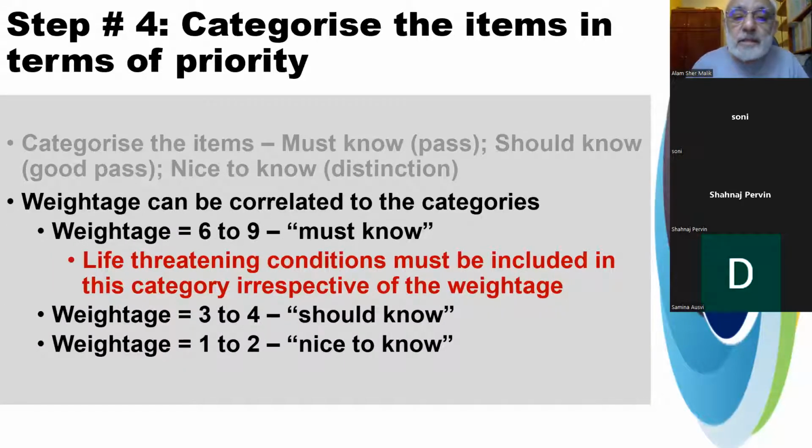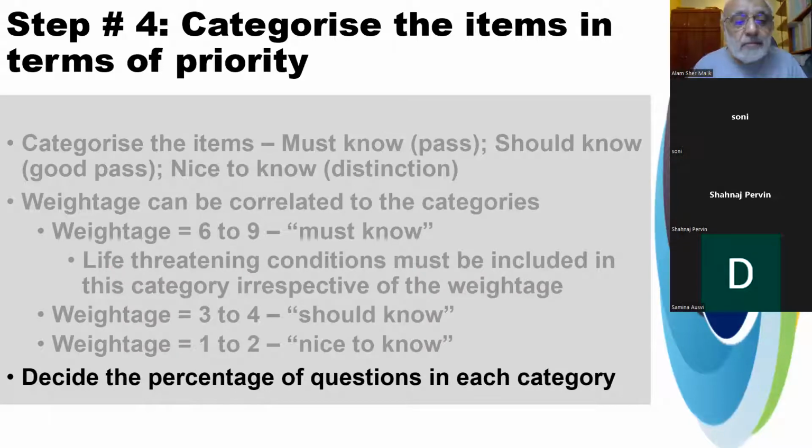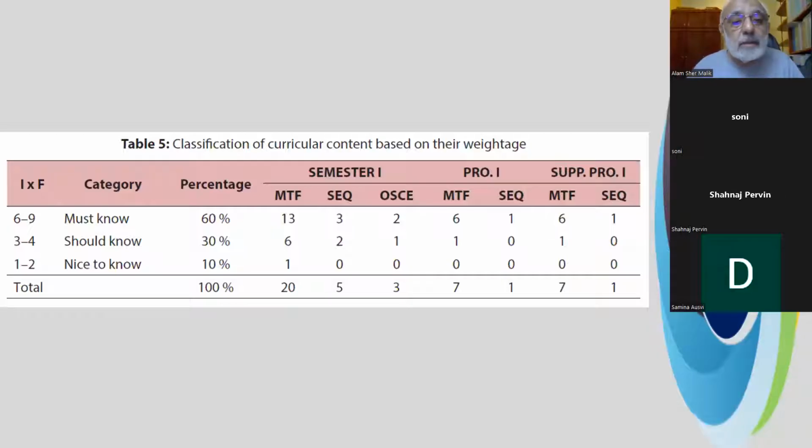Weightage can be correlated to these categories. Let's say weightage 6 to 9 can be given as must know. However, life-threatening conditions must be included in this category, irrespective of the weightage. Weightage 3 to 4 can be given as should know, and weightage 1 to 2 can be given as nice to know. And then we have to decide what percentage of questions must or should be from must know, should know, and nice to know. Here is an example. In this exam, 60% of questions are must know, 30% from should know, and 10% from nice to know.